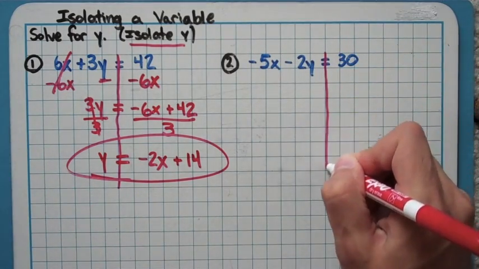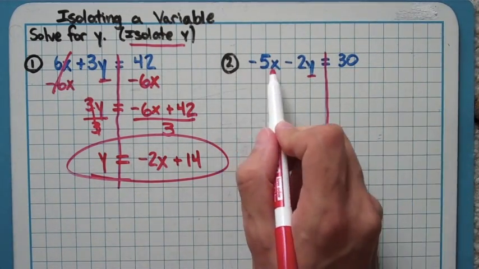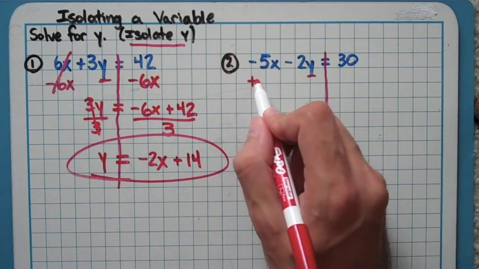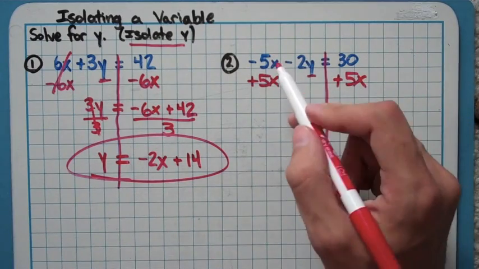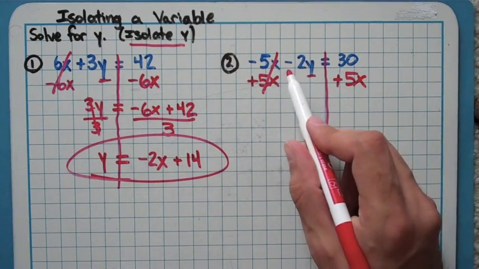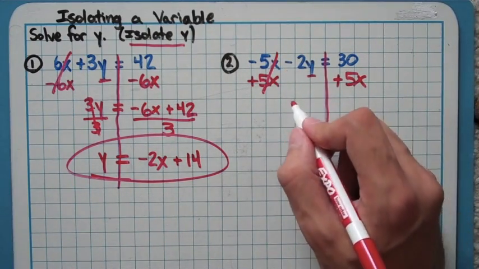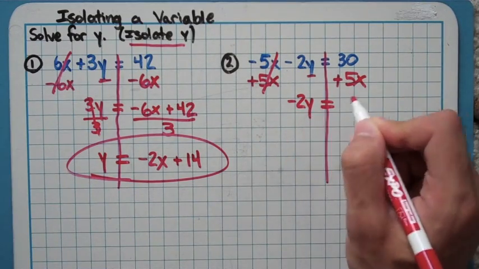Same sort of deal. Got to get this y by itself. There's a negative 5x sitting right there. I'm going to add 5x on both sides to get rid of it. These are going to cancel. So all I have left here is negative 2y. And on this side, these can't combine.